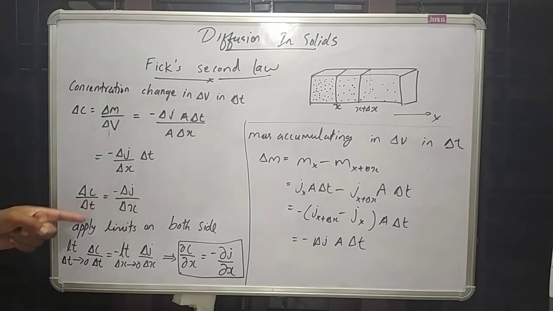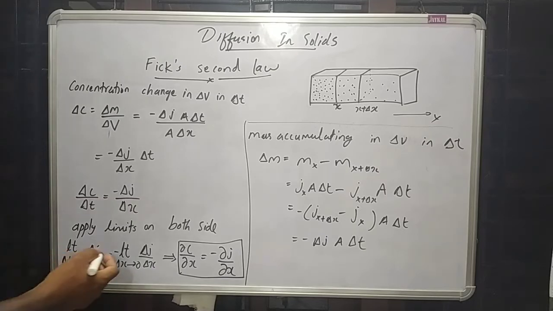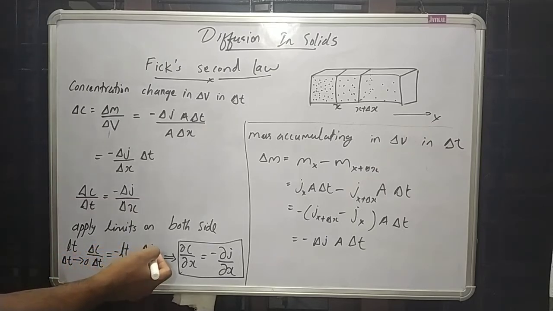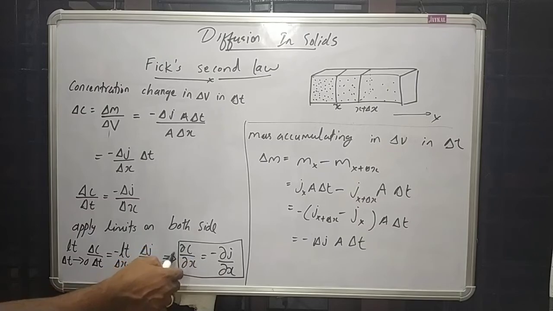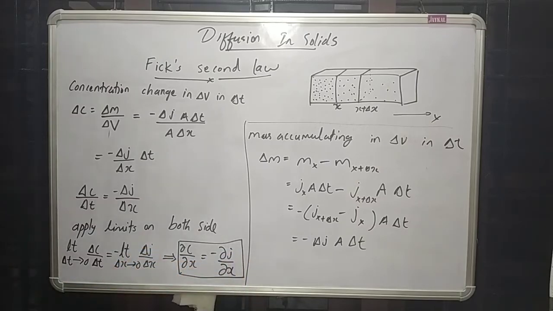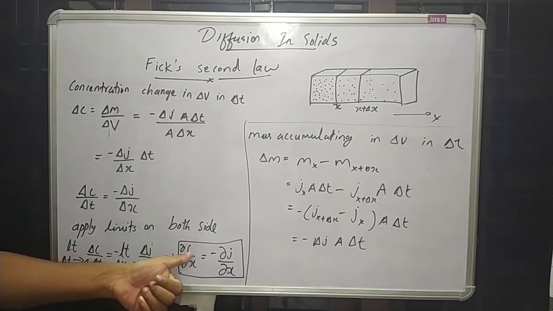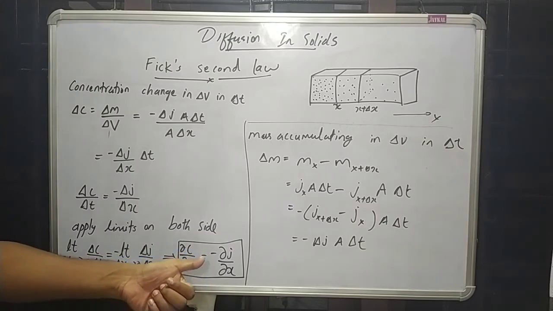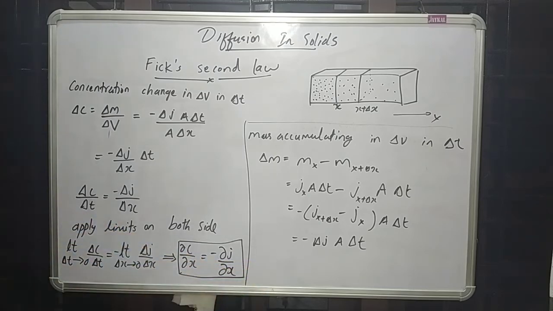So if we apply limits on both sides, limit delta t tends to 0, the time interval tends to 0, delta c over delta t is equal to minus limit delta x tends to 0 of delta J over delta x, which implies dou J over dou x. This is dou c over dou t, equal to minus dou J by dou x, where J is the mass flux. Okay, this is Fick's second law. The change in concentration is equal to the decrease in change of mass flux with respect to the distance.